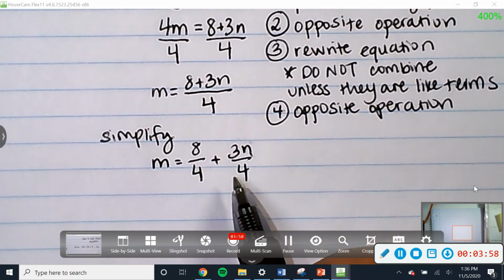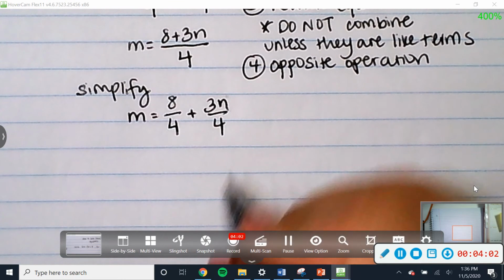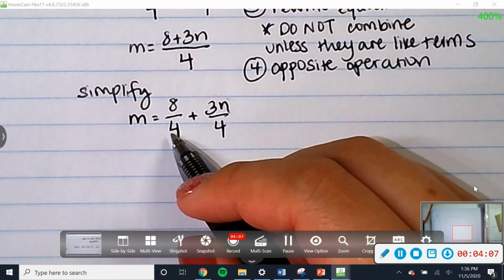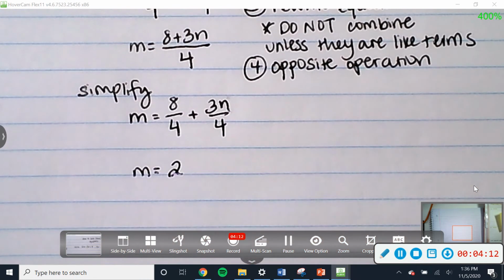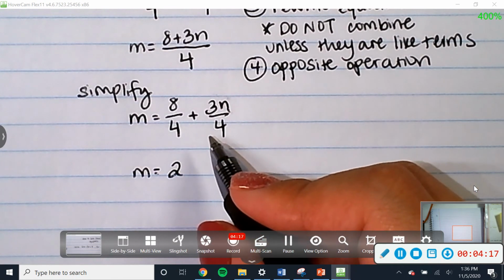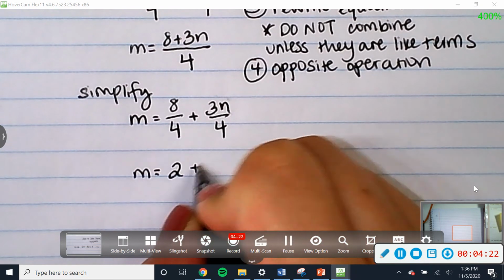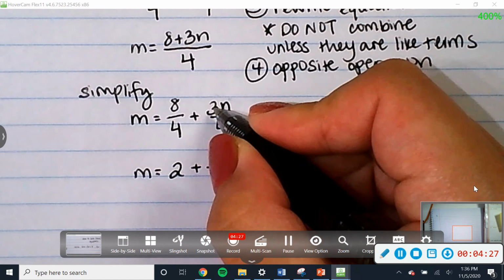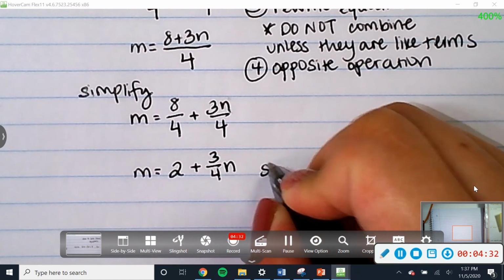Once you have split this up into two smaller fractions, you want to simplify any fractions that you can. So in this case, I can simplify 8 over 4 because 8 divided by 4 is positive 2. And then this other fraction right here, 3n over 4, this can't be further simplified, so I'm just going to leave it as a fraction. So you can either write it as 3/4 n, or you could write it like 3n over 4. Either way would be fine. And this would be the most simplified answer.